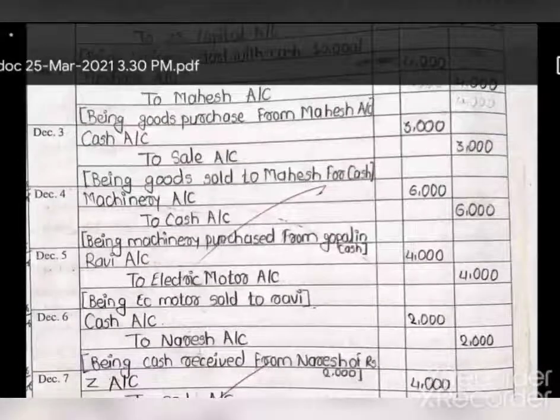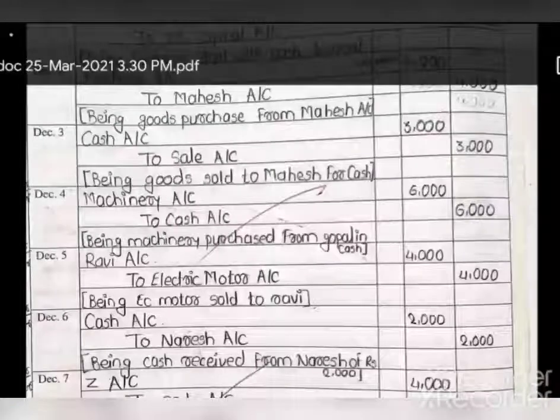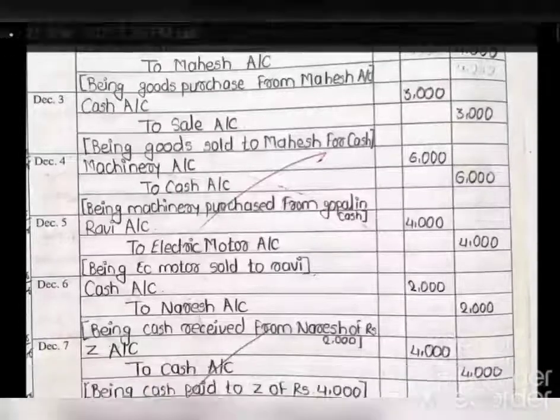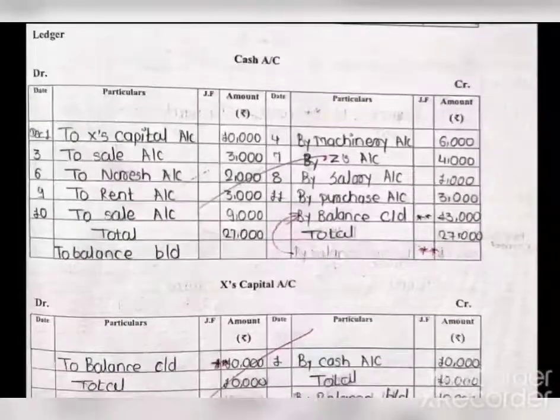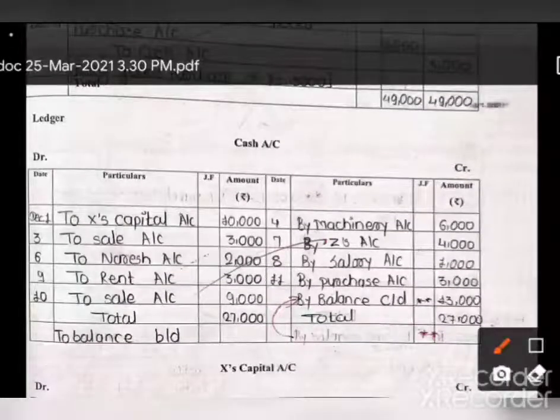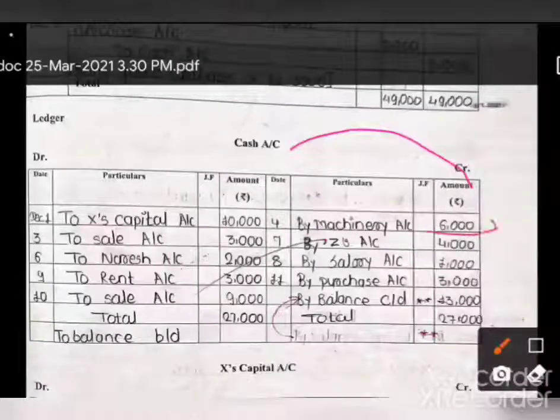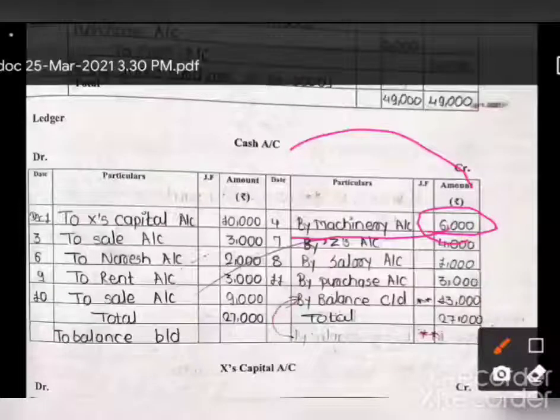On 4th of December, cash is credited. Now cash is credited. How will we post this to the ledger? Since cash is credited, on the credit side we will enter the amount 6,000 in the name of machinery. By machinery account: once you post to the credit side, you have to use the prefix by, like by machinery account, by salary account, by purchase account. And once we enter into the debit side, the prefix to is used.